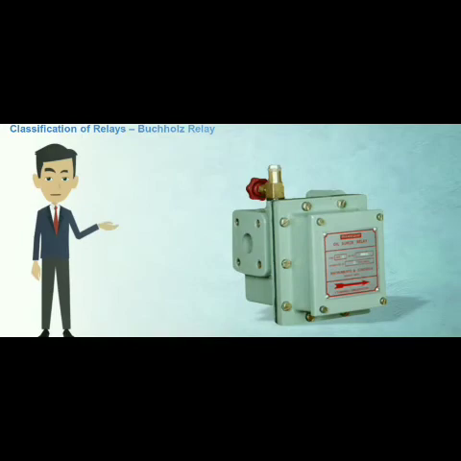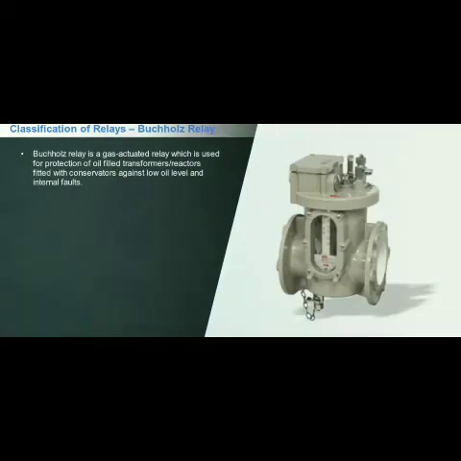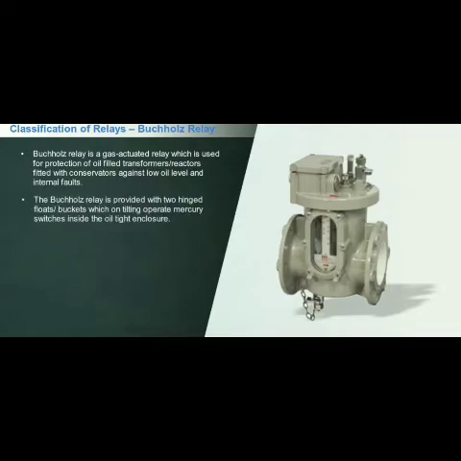The next type of relay is the pneumatic relay or gas-operated relay, which is also referred to as the Buchholz relay. It is a gas-actuated relay which is used for protection of oil-filled transformers or reactors fitted with conservators against low oil level and internal faults. The Buchholz relay is provided with two hinged floats or buckets which on tilting operate mercury switches inside the oil-tight enclosure. Mercury switches in turn actuate alarm and trip circuits depending upon the nature of the fault.